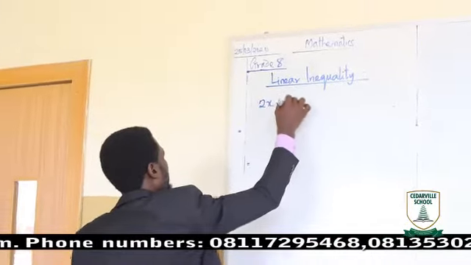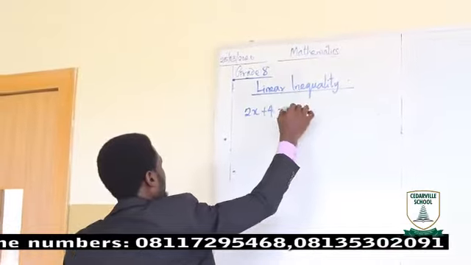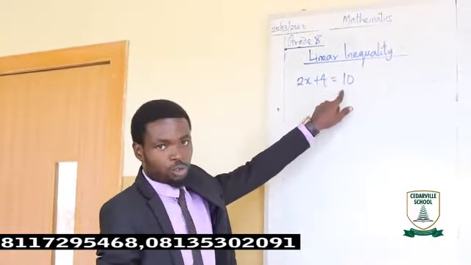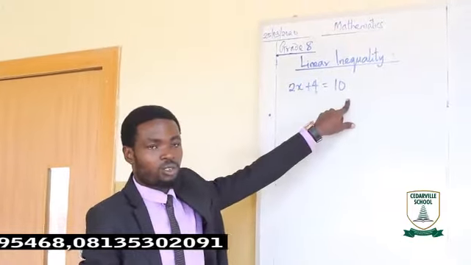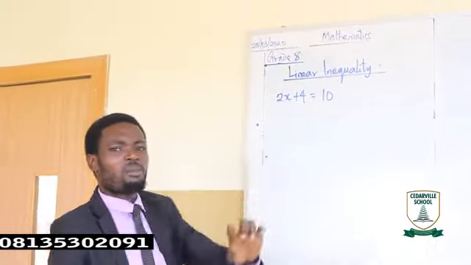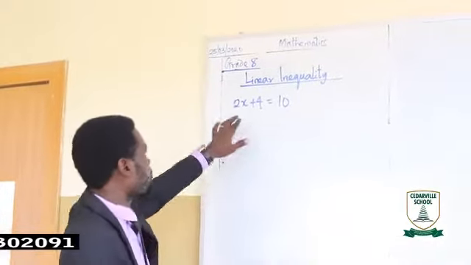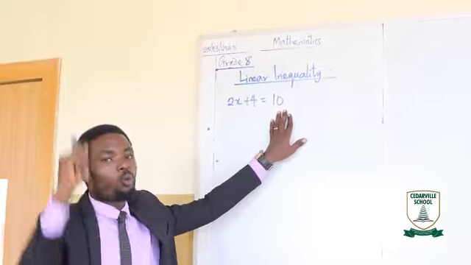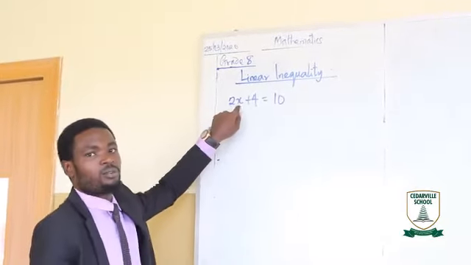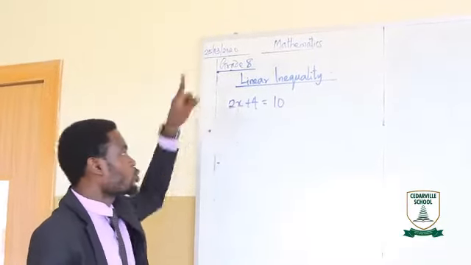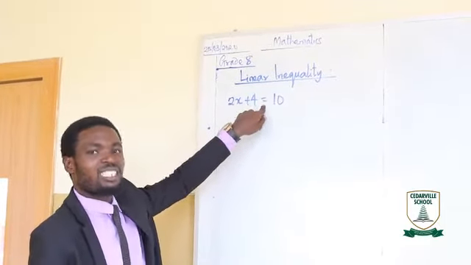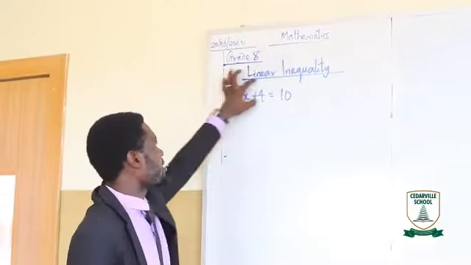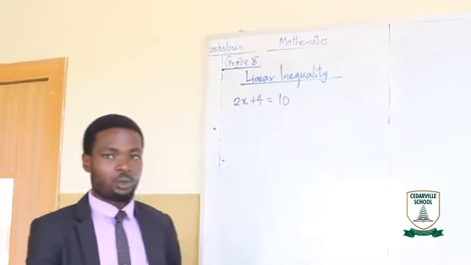2x plus 4 is equals to 10. This is an example of a linear equation, a simple equation. Do you remember what I told you, why this expression is an equation? It is an equation because of two things. One, there is an unknown. Two, there is an equality sign. These two reasons make this an equation.